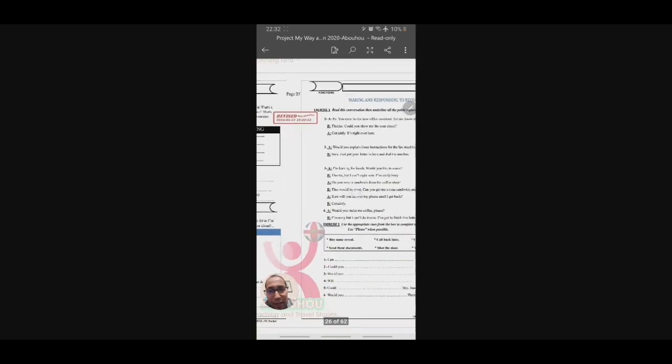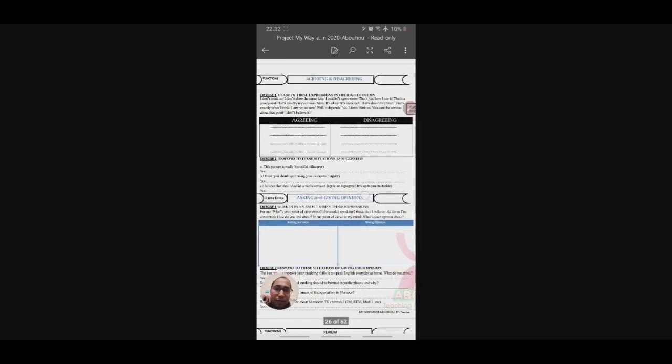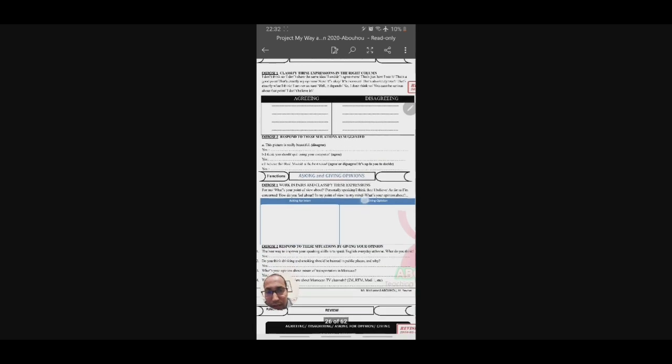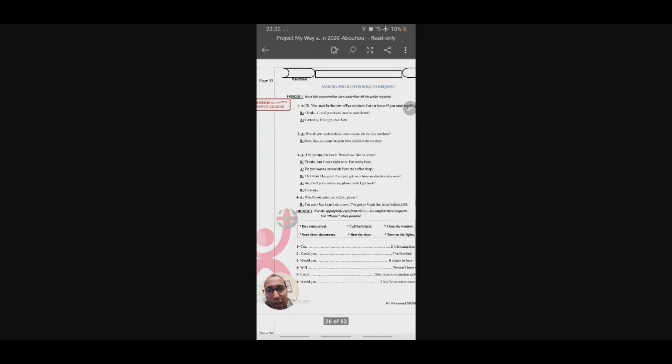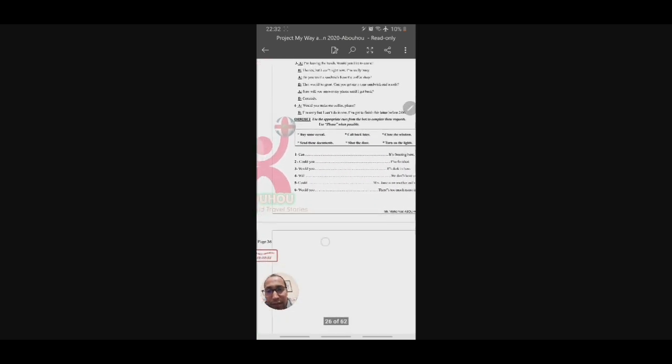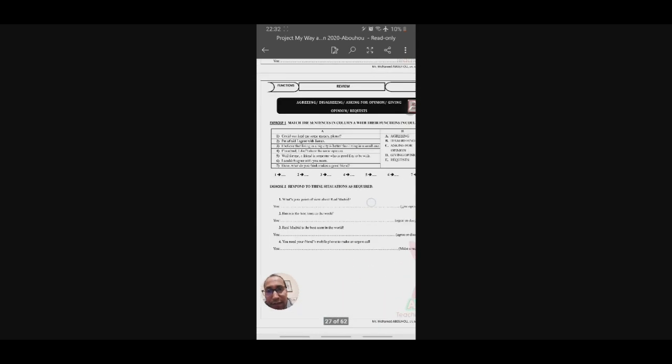And then you have agreeing and disagreeing. So we have the expressions, then you classify them or categorize them in this chart, and after that you answer the questions. Then we have asking and giving opinion again with exercises. We have already done this. And then making and responding to request.